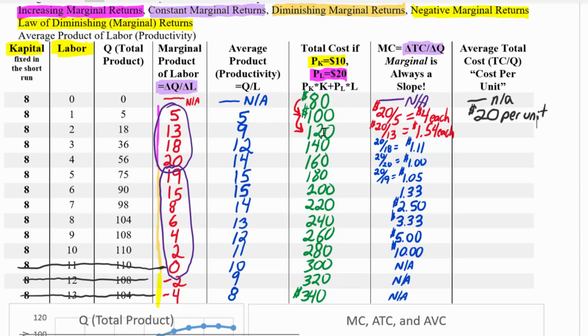And here we have $120 divided by 13 units. So $120 divided by 13 units gives us about $6.67 if we round that to the nearest penny. $140 divided by 18 units gives us about $3.89 per unit. All right, now it's your turn to pause the video. Do it, please. Pause the video now and fill out the rest of this table. Make sure you really understand this by doing it, and then I'll show you my answers.